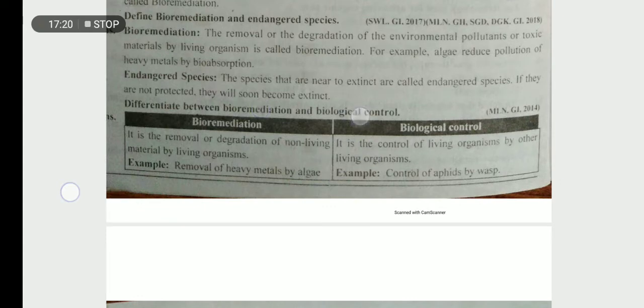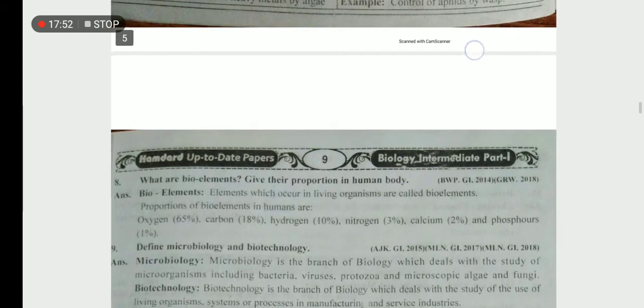Differentiate between bioremediation and biological control. Bioremediation is the use of living organisms to degrade non-living substances or toxicants from the environment, and in biological control, living organisms are used against living organisms. Here you can see that heavy metals will be removed by using algae. Algae is the living organism, and aphids can be controlled by using wasps in biological control.